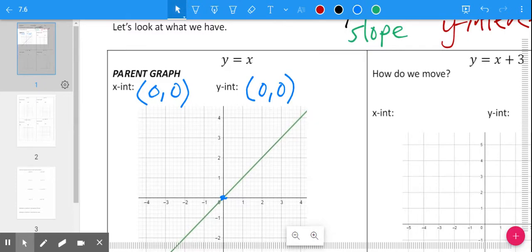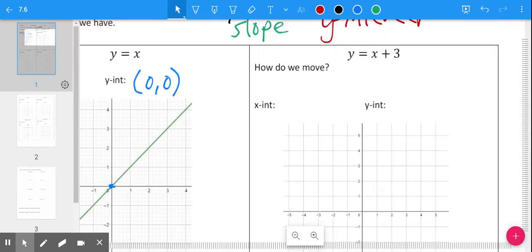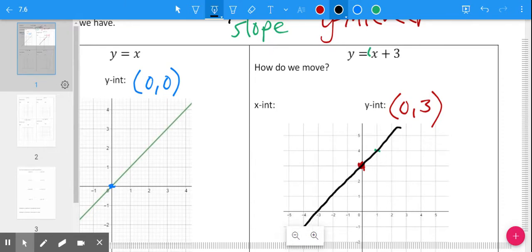So our second one, we have y equals x plus 3. So now we know that the y-intercept is 3. So I can start with the dot there. And our slope is the implied 1 in front of x. So we can rise 1, run 1, rise 1, run 1, and draw our line. So when we compare this to the original graph, we know that it shifted up 3 units. So we're going to put up 3. And our x-intercept is over here at (-3, 0).